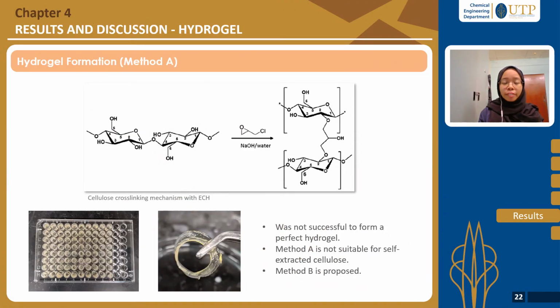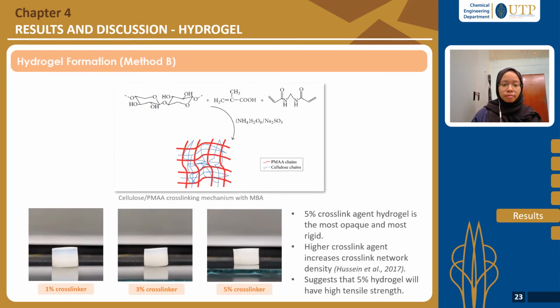Alright, now we have reached the second part of results and discussion, which is the discussion for hydrogels. Initially, we tested method A, but it was not successful in forming perfect hydrogels. Thus, we concluded that method A is not suitable for self-extracted cellulose. Thus, method B is proposed. At last, we finally managed to produce perfect hydrogels using method B.